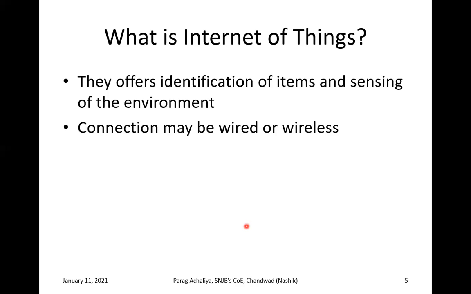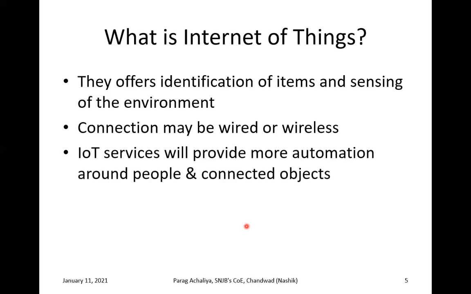The connection may be wired or wireless. Yes, this is very important. The connection between various machines or the connection between machine and person can be either wired or wireless. IoT services will provide more automation around people and connected objects. Yes, IoT will be helpful for your automation purpose. If you do a project in IoT, you will come to know how the automation takes place.